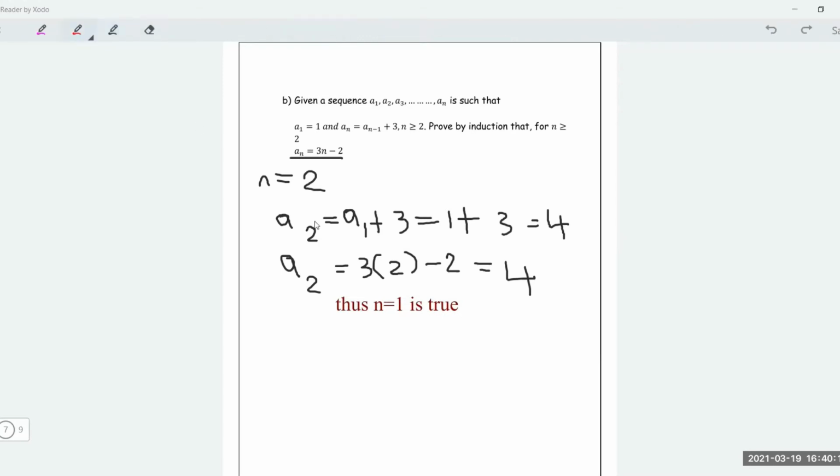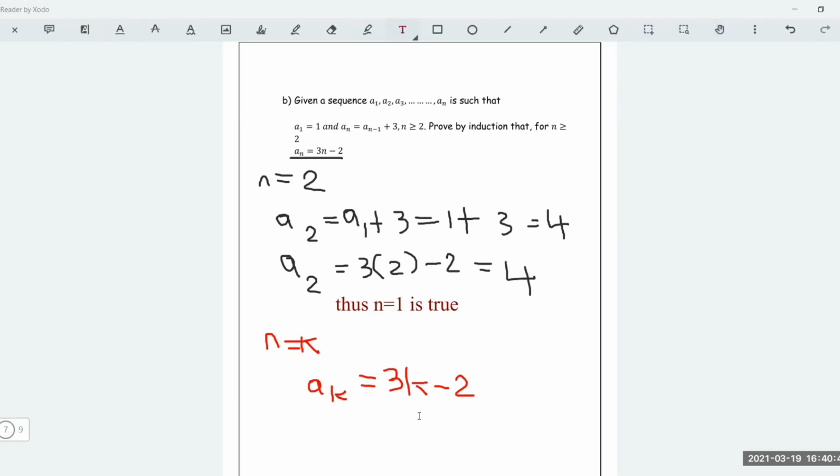What to do next? Now for the next part, n equal k. We want to prove that AK is equal to 3 times k minus 2. That's what we want to prove. AK is 3 times K minus 2. And so we're going to assume that this is true for n equal K.